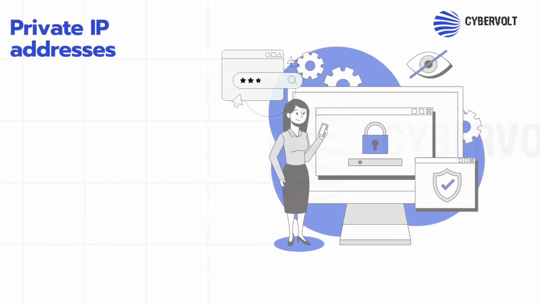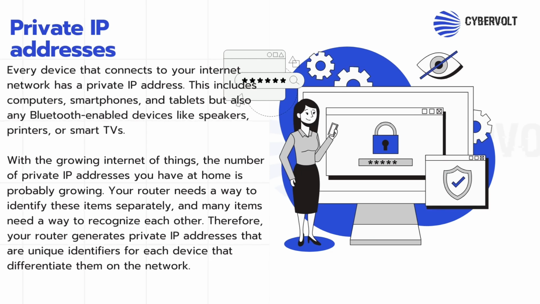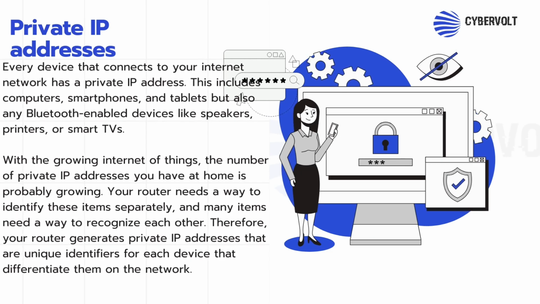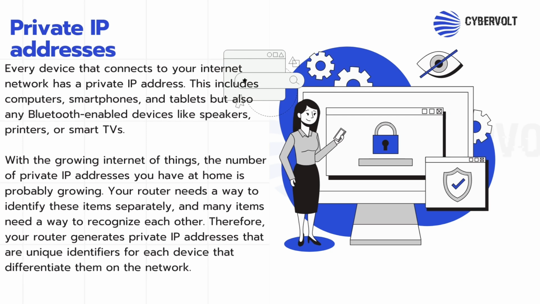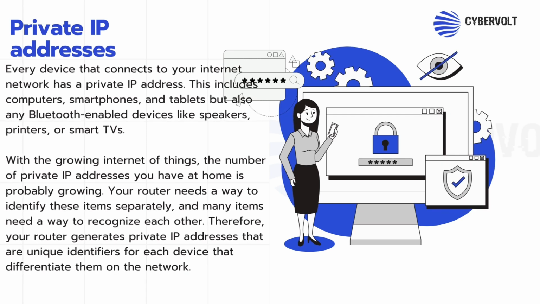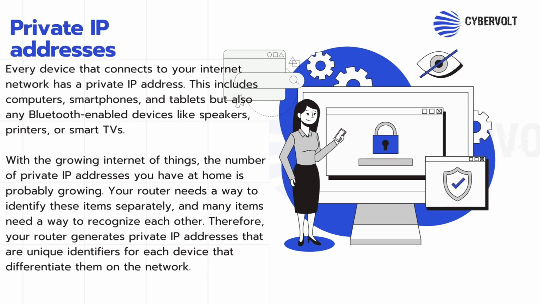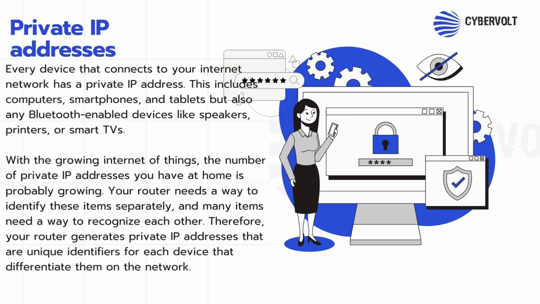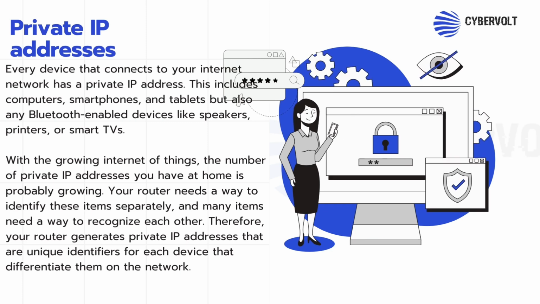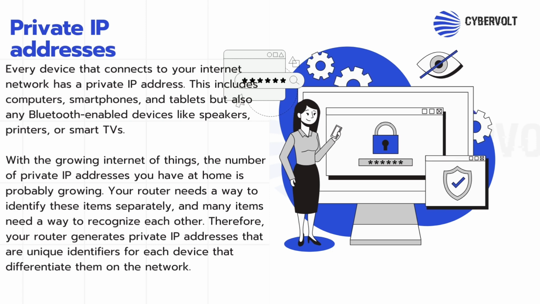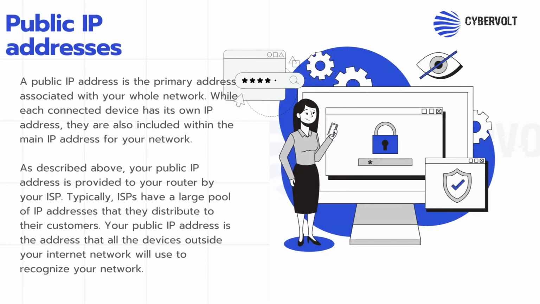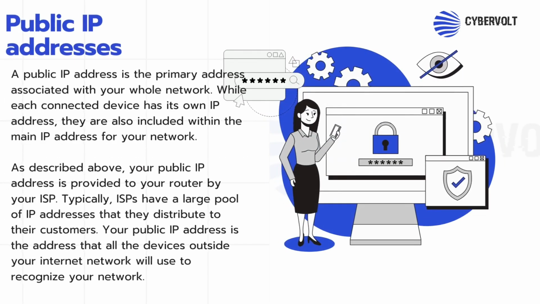Private IP addresses. Every device that connects to your internet network has a private IP address. This includes computers, smartphones, and tablets, but also any Bluetooth-enabled devices like speakers, printers, or smart TVs. With the growing Internet of Things, the number of private IP addresses you have at home is probably growing. Your router needs a way to identify these items separately, and many items need a way to recognize each other. Therefore, your router generates private IP addresses that are unique identifiers for each device that differentiate them on the network.